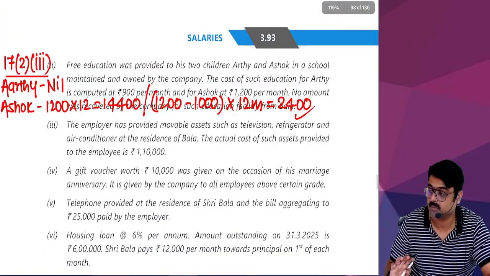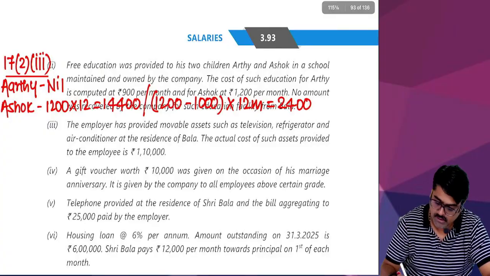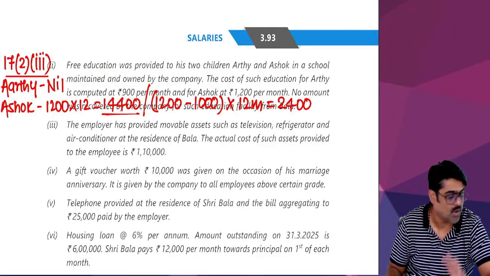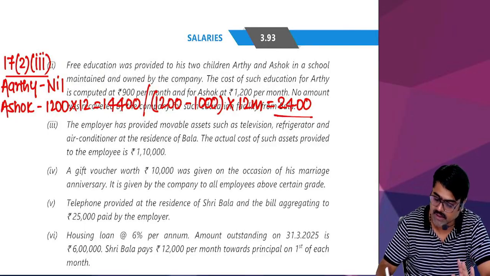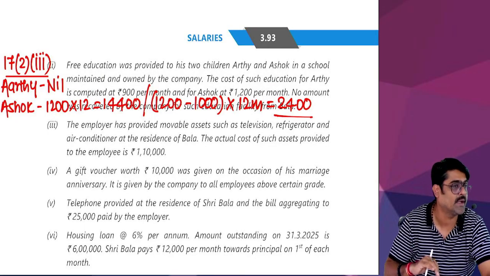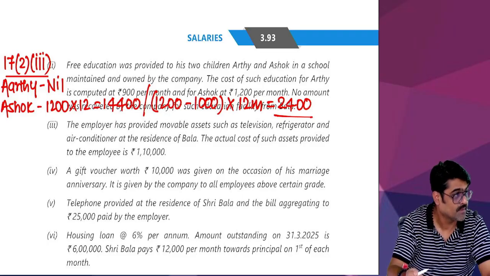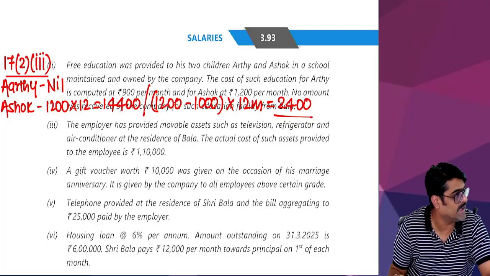But just provide a small note that you have taxed the full amount. Alternatively, excess can also be taxed. Or if you are taxing the excess amount, then you are going to say that we have taxed the excess amount 2,400. Alternatively, the full amount can also be taxed.